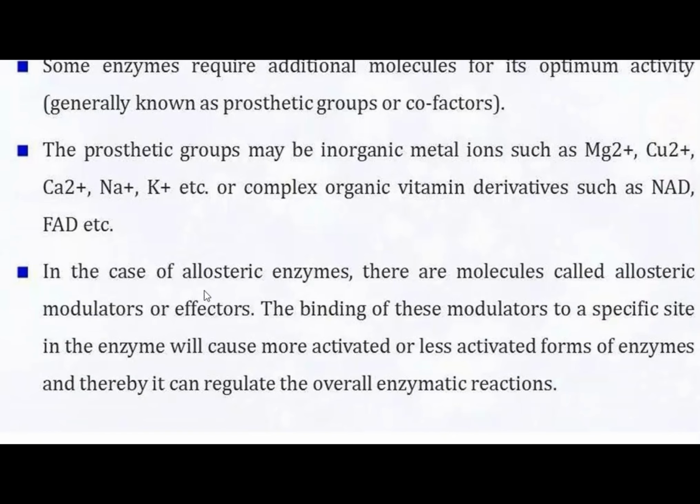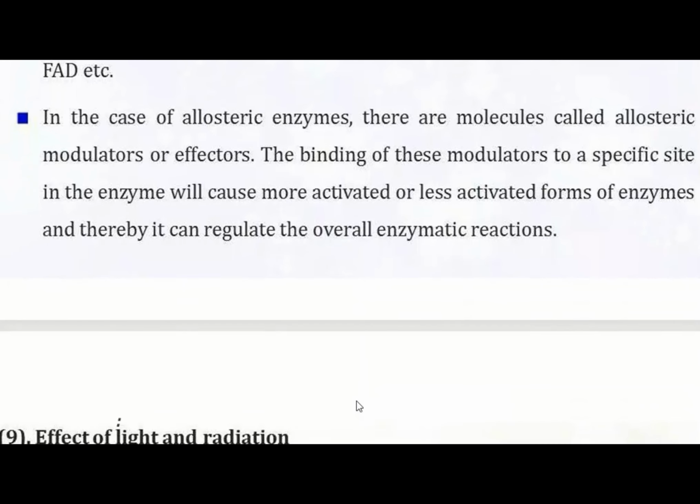And in the case of allosteric enzymes, there are molecules called allosteric modulators or effectors. The binding of these modulators to specific sites in the enzyme will cause more activated or less activated forms of the enzyme, and thereby it regulates the overall enzymatic reactions.